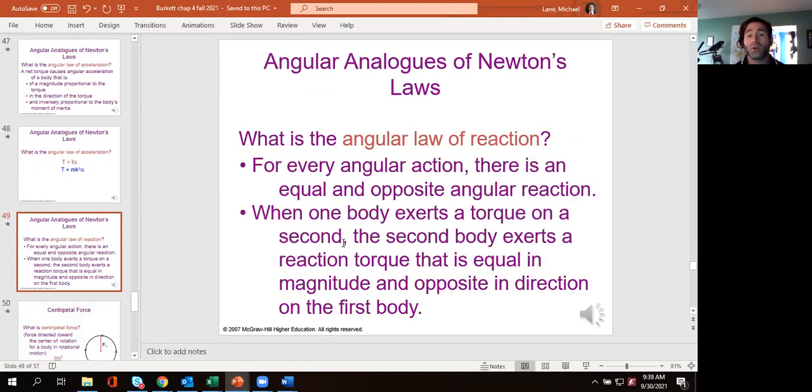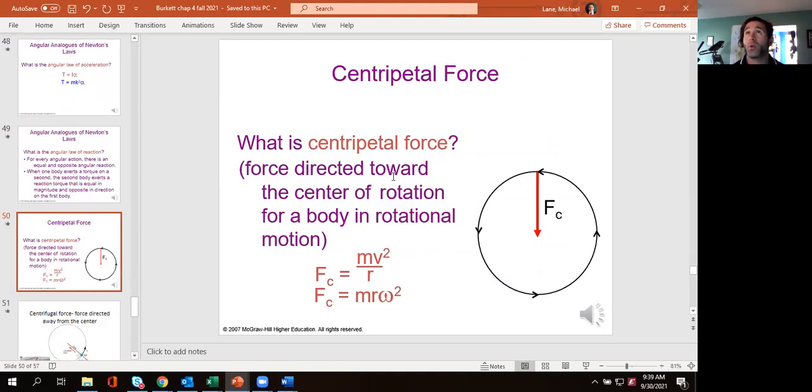Now, there's also the angular law of reaction. So for every angular action, equal and opposite reaction. So what you exert on it, it exerts upon you. Okay. And this is important when we're getting to things like centripetal and centrifugal force. Centripetal force is as an object is spinning about an axis. Think about certain amusement park rides where effectively you're in an object that's spinning at a very high speed and it's pulling you up against the wall. If you guys have ever had a chance to do those, does that sound familiar to some of you guys?